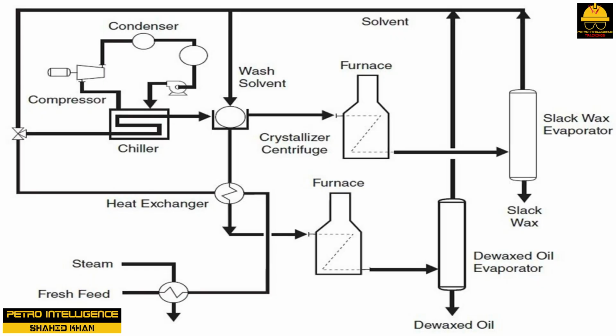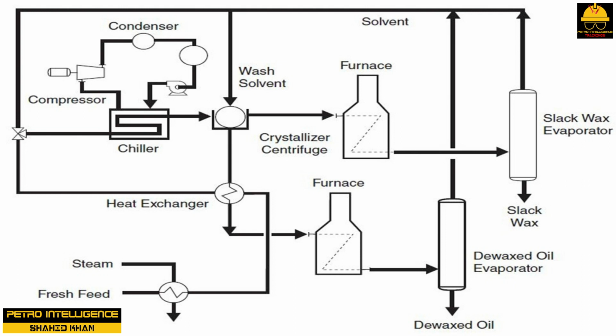The solvent dewaxing process has 3 steps. 1. The oil is mixed with the solvent and cooled. 2. The oil is filtered and the wax removed. 3. The solvents are recovered and recycled. This picture shows a typical solvent dewaxing process.